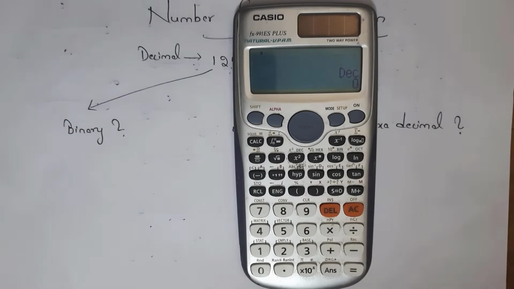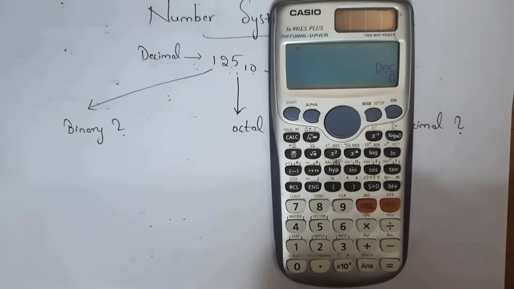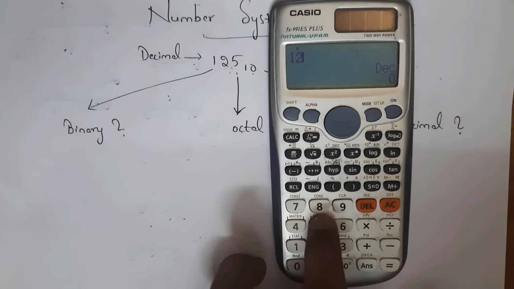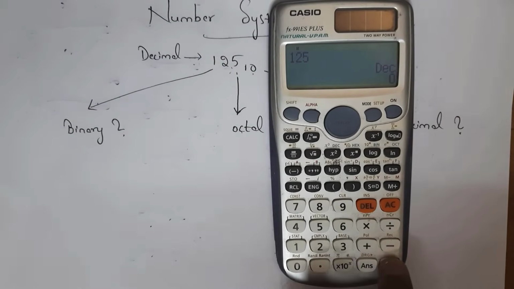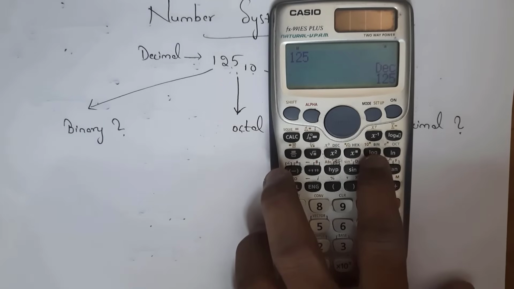Here by default it will show decimal. Here you need to enter your number. Here number is 125, so I am entering 125. Plus is equal to. Here you can see number 125. Now I want to convert this 125 into binary. Here you can see option binary, BIN. So click on it.